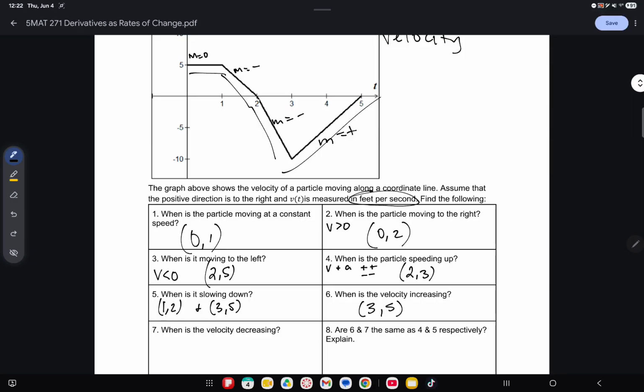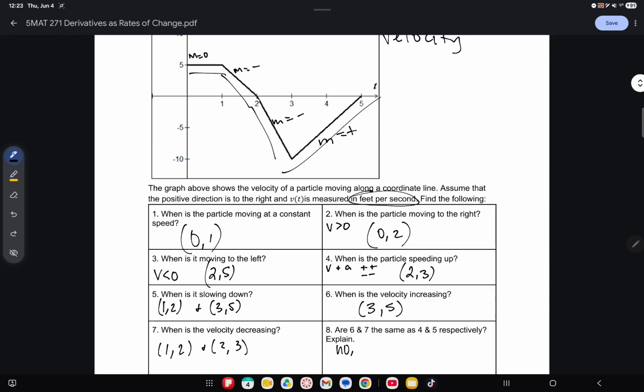When is the velocity decreasing? It's going to be from 1 to 3. I guess we could really break it up and say from 1 to 2 and from 2 to 3. Are 6 and 7, so 3, 5, 1, 2, 2, 3, the same as 4 and 5 respectively? 2, 3, and 1, 2, 3, 5. No, they're not the same.